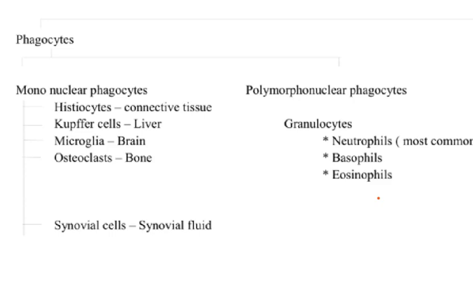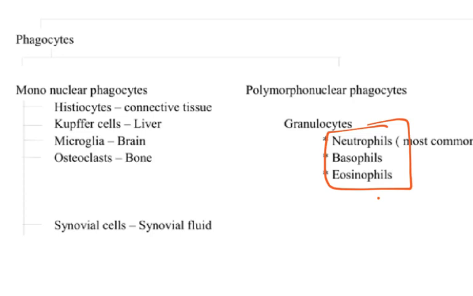Polymorphonuclear phagocytes. Generally, granulocytes are considered as polymorphonuclear phagocytes because of their lobed nucleus. Neutrophils, basophils and eosinophils show different types of nuclei: multilobed, bilobed or irregularly lobed. Among them, neutrophils are about 62% of the granulocytes.